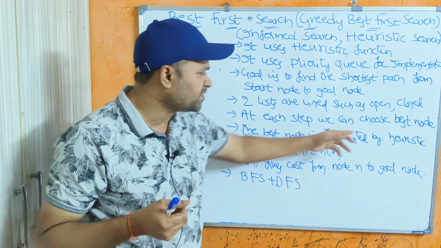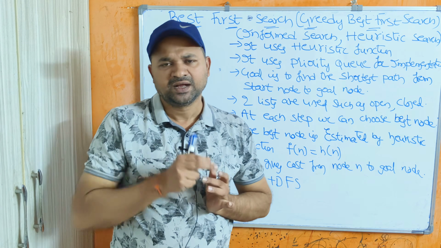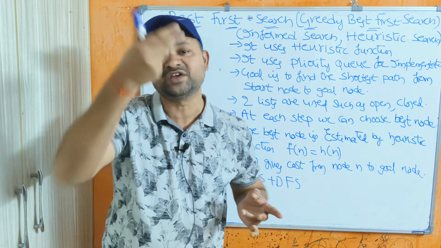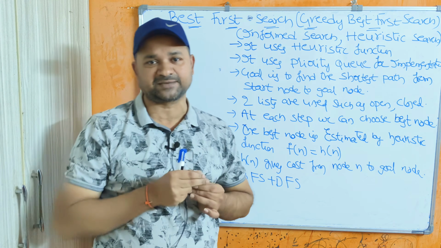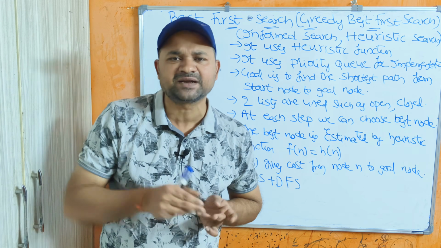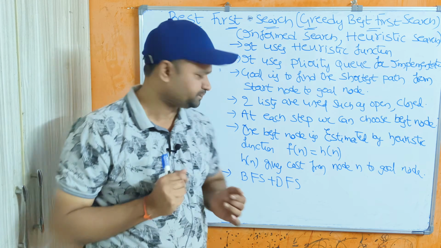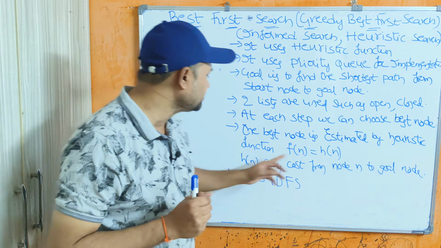At each step, we choose the best node. So here we will select a node and we will explore the successors of that node. Out of all the successors, we will choose the best successor. The best successor is nothing but the successor which has the least heuristic value. The best node is estimated by the heuristic function.